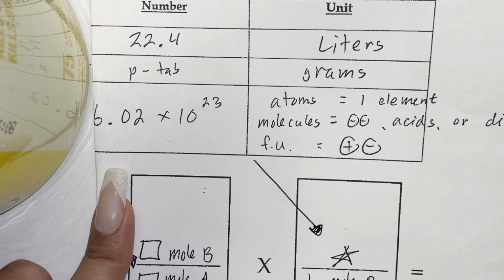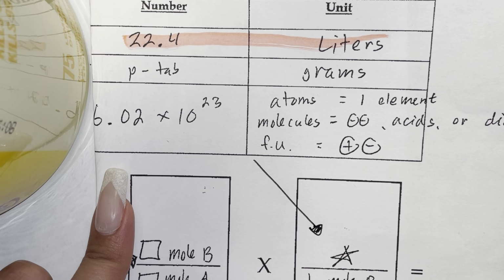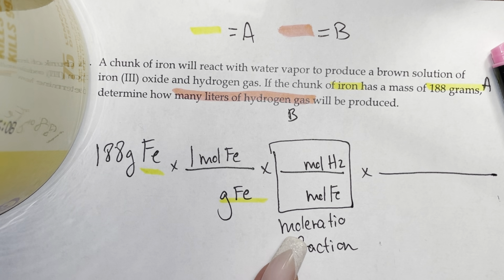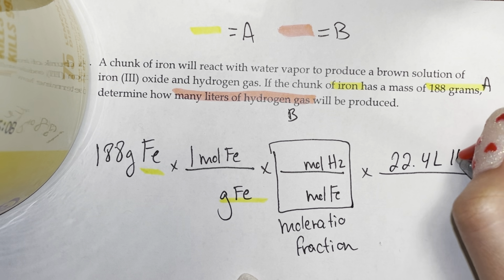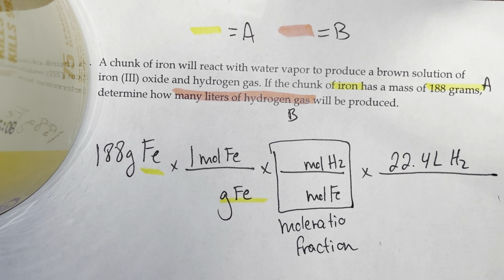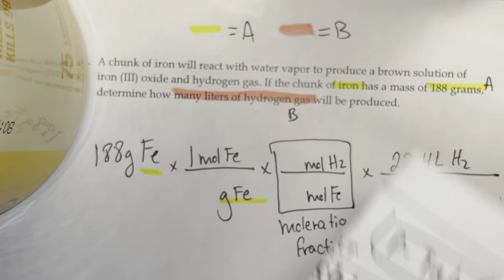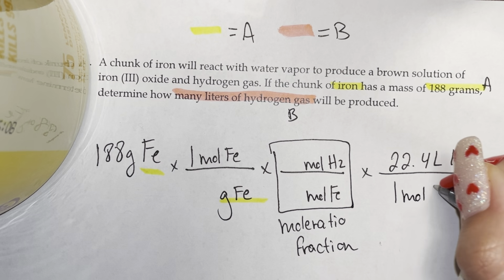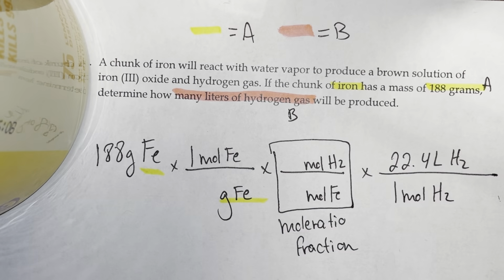Since I'm being asked for liters, I'm going to go ahead and use 22.4 liters, and I'm going to put that right here. 22.4 liters of hydrogen. And just make sure you put the bottom one, which is 1 mole of B, so 1 mole of H2. Please make sure you use the cheat sheet mole map. It's going to help you out a lot.